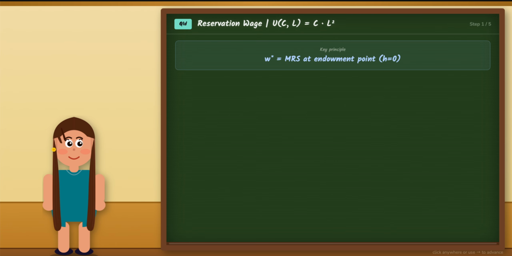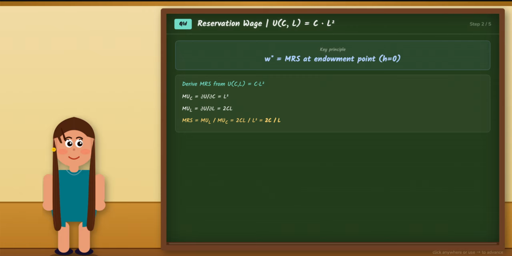Part D asks for the reservation wage under both budget constraints. The reservation wage is the minimum wage that makes the person willing to work at all. The formula is reservation wage equals the marginal rate of substitution. In this video, we will shorten that to say MRS. So it equals the MRS evaluated at the endowment point, the point where hours worked equals 0.